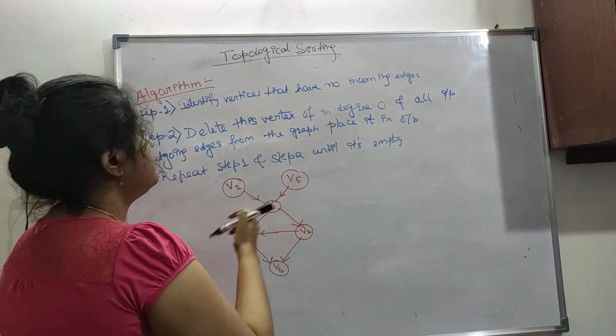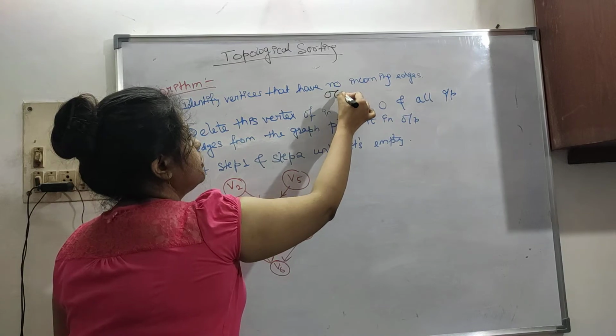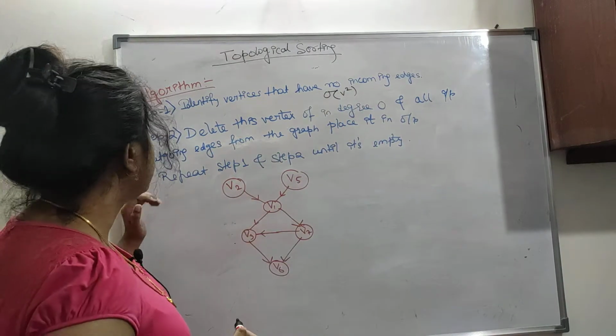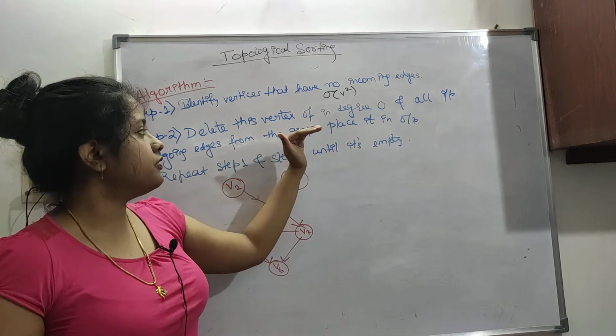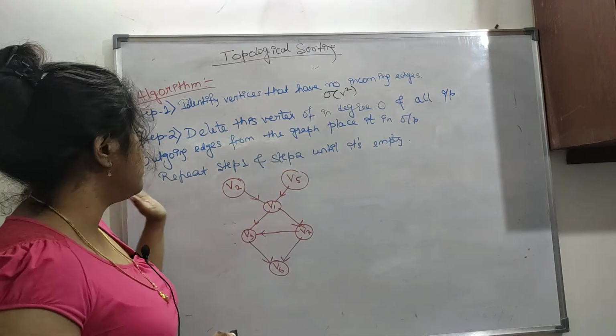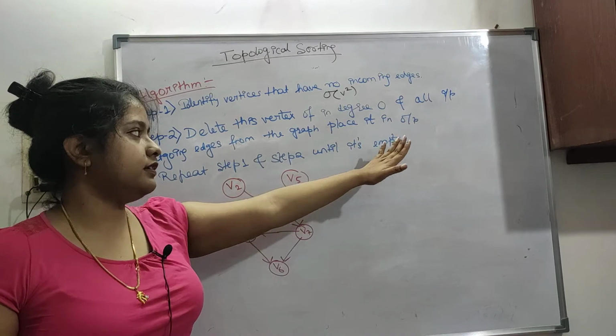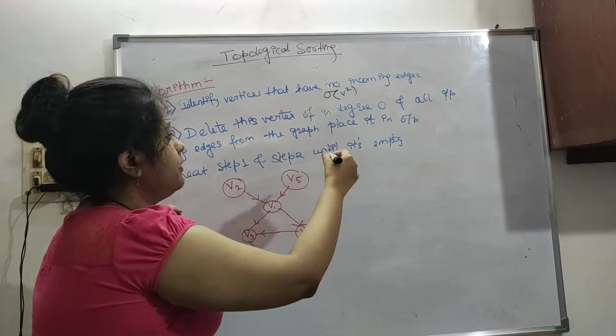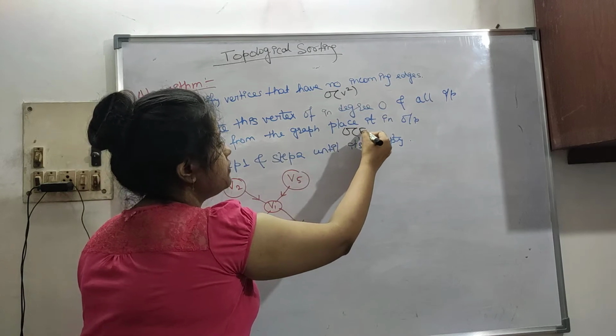So this will basically take order of V square. This is the time complexity. Then delete this vertex of in-degree 0 and all its outgoing edges from the graph, and place it in the output. I will show how it is done. So basically it is going edge by edge, so this is order of E.